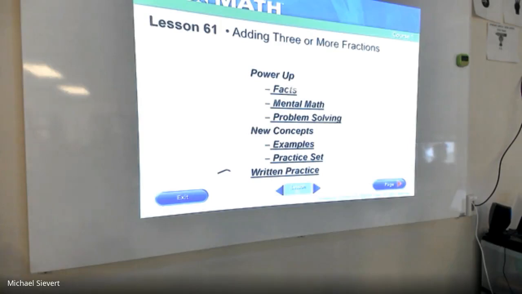All right. Today's lesson 61, we're adding 3 or more fractions. Our I can statement for today is I can add 3 or more fractions. Say that with me. I can add 3 or more fractions. We spent a whole week talking about fractions last week. So this should be pretty easy, but now instead of just adding 2 of them, we're adding 3 or more.